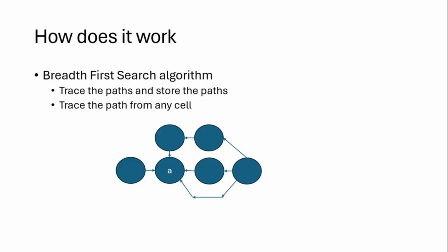So how does it work? Breadth first search algorithm traces paths and stores the paths, and it traces the path from any cell. A quick overview: each one of these nodes has an arrow pointing to another node. These are all of its neighbors, but the arrows are indicating a direction to travel. So if you wanted to get to A from any of these points, you would know where to go simply by following the arrows.